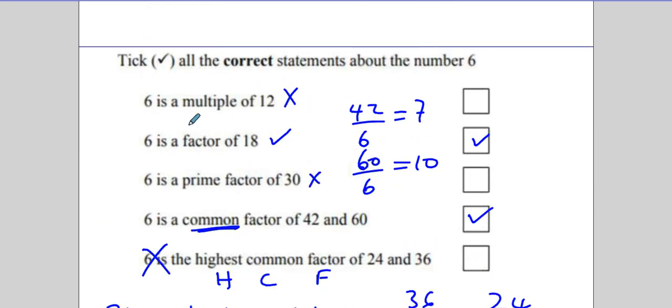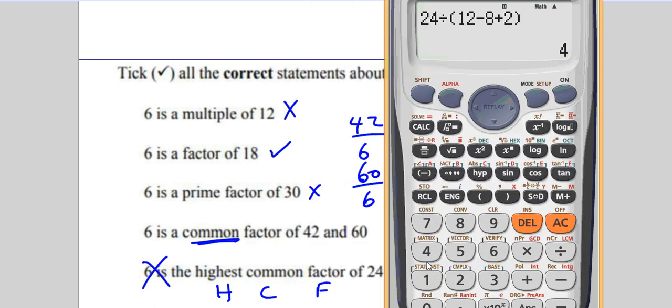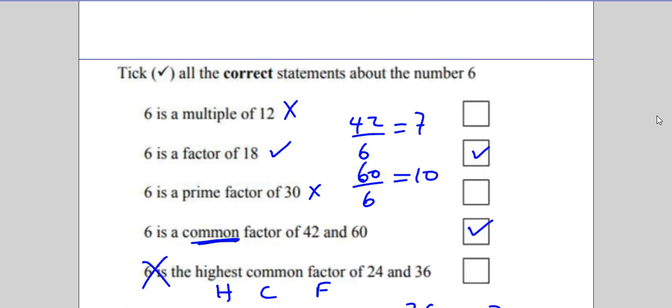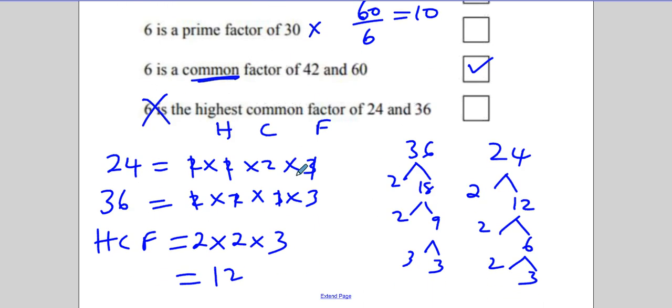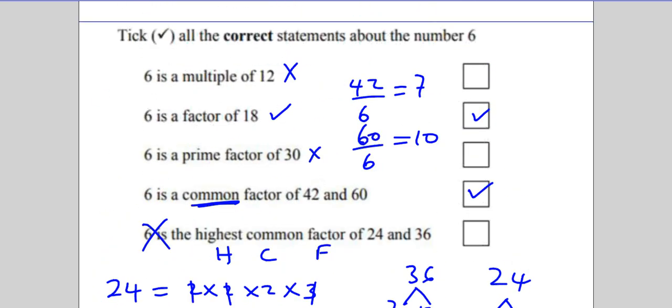Alright, they said tick all the correct statements about the number 6. We have ticked over here, and you can check. Let me confirm. 42 divided by 6, yep, the answer is 7. Alright, we have ticked all the correct statements about the number 6.